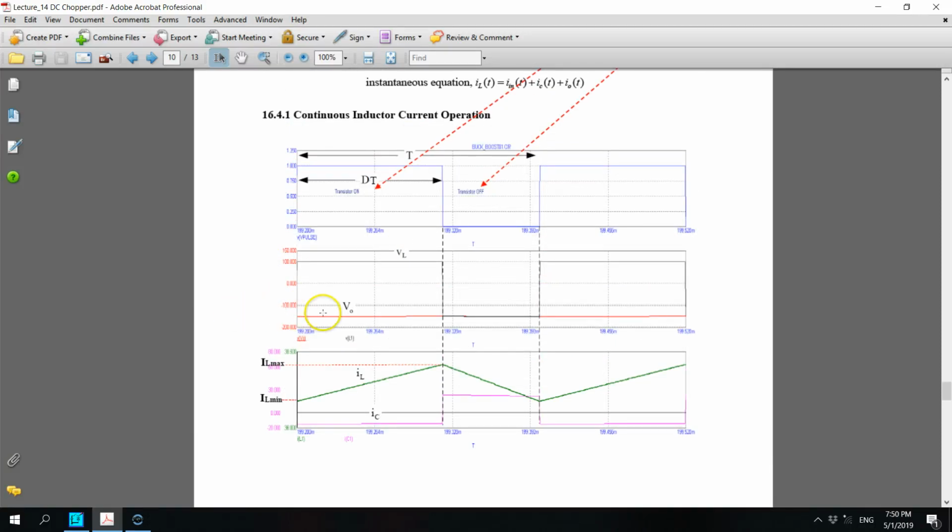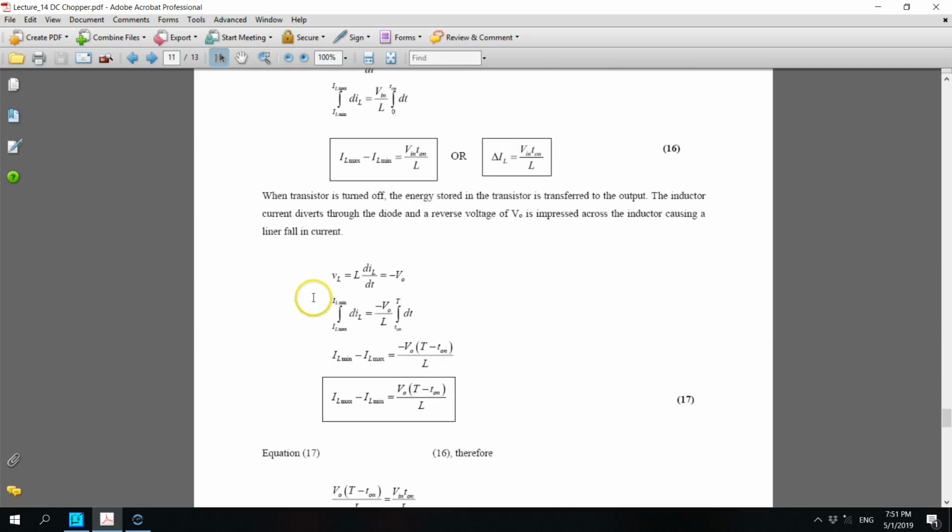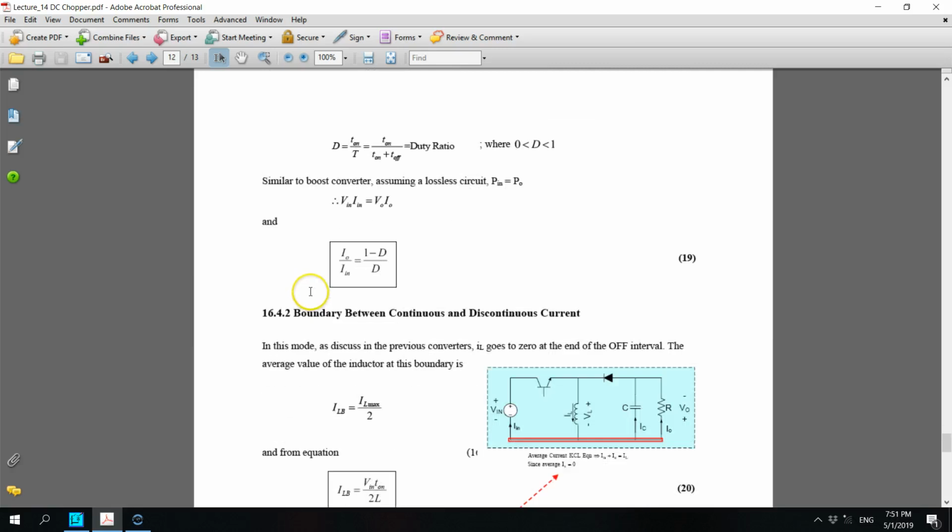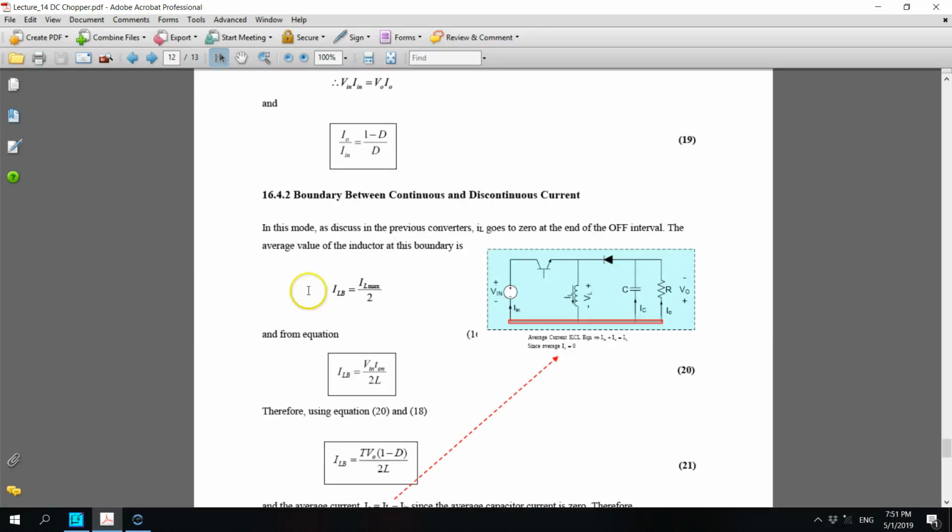The average of the inductor current is always IL max plus IL min divided by 2. That will give you the average between the two, IL max and IL min here. That is the average current. Okay. Alright.